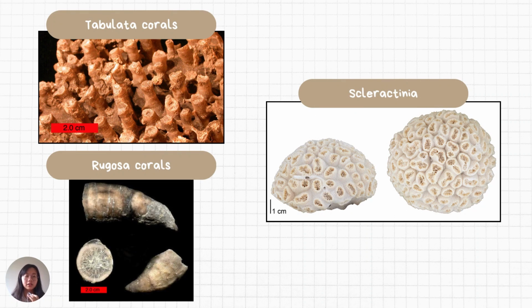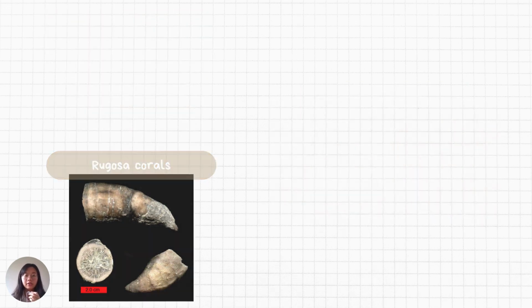Okay, so here are some figures of the coral. The left corner here is the tabulata coral, the bottom is the rugosa coral, and lastly is the Scleractinia, which will be our focus today.